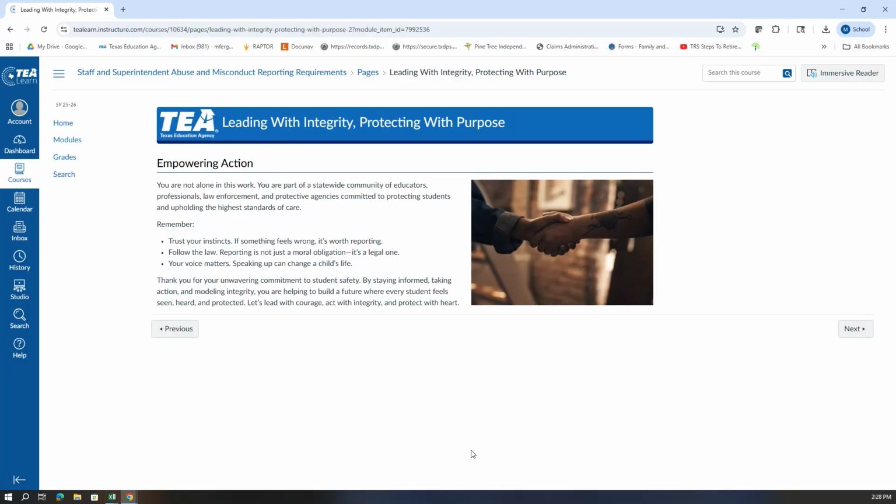You are not alone in this work. You are part of a statewide community of educators, professionals, law enforcement, and protective agencies committed to protecting students and upholding the highest standards of care. Remember, trust your instinct. If something feels wrong, it's worth reporting. Follow the law. Reporting is not just a moral obligation, it's a legal one, and your voice matters.